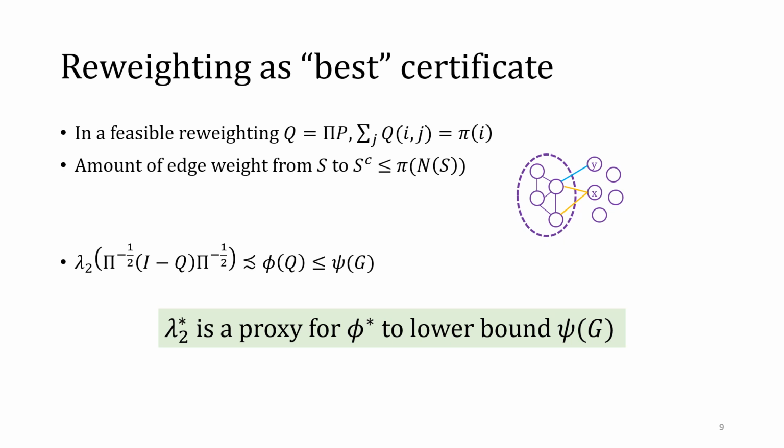Well, but phi of Q is not computable in polytime. So we use the classical Cheeger's inequality to lower bound phi of Q by lambda 2 of the normalized Laplacian, which is computable. And we're optimizing over all these reweightings Q. We're trying to maximize lambda 2. So basically the message here is that lambda 2 star is a polytime computable proxy for phi star, the best reweighting to lower bound psi of G.